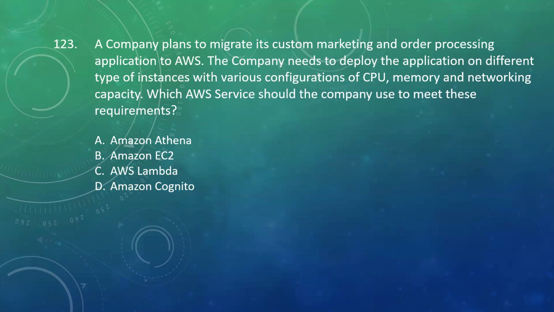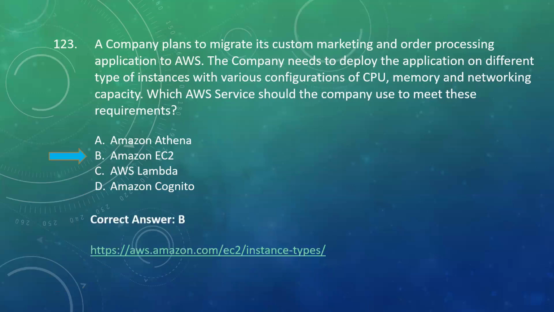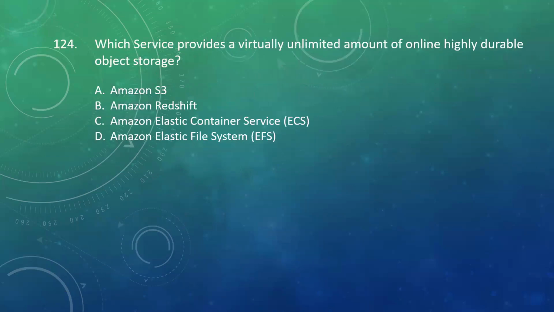The keyword to answer this question is that they are looking for an option which provides them flexibility to choose different types of configuration in terms of CPU, RAM, and networking. So the correct answer is option B, Amazon EC2. You can browse to the link which is on my screen to read more about different types of Amazon EC2 instances. You can expect to get some questions around different types of Amazon EC2 instances in your exam. Moving on to the next question.